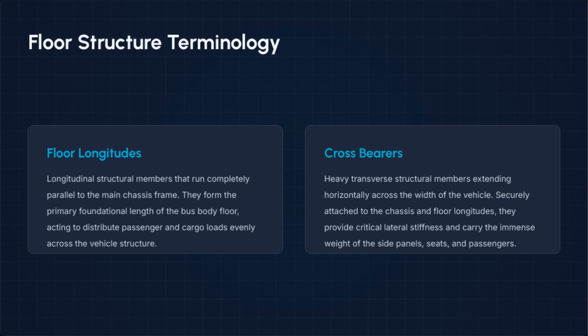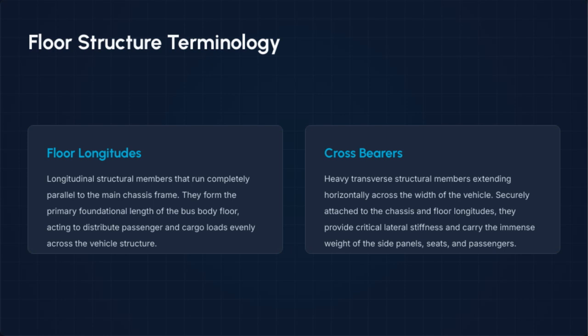over time. Finally, we have the floor longitudes. These are the longitudinal beams that run along the length of the vehicle, connecting the cross members and cross bearers. They play a key role in forming the overall framework of the floor, providing longitudinal strength and stability.